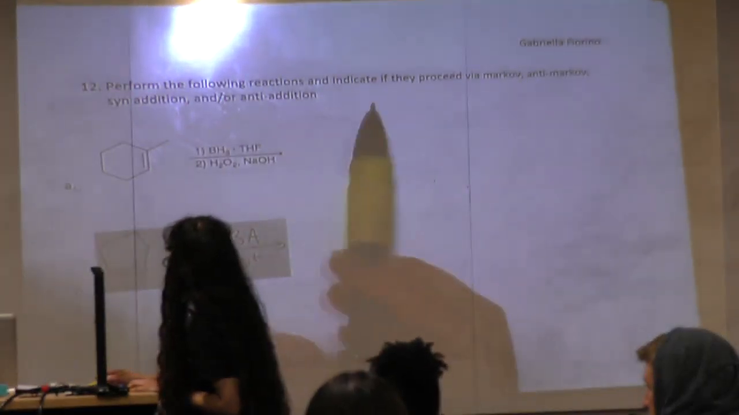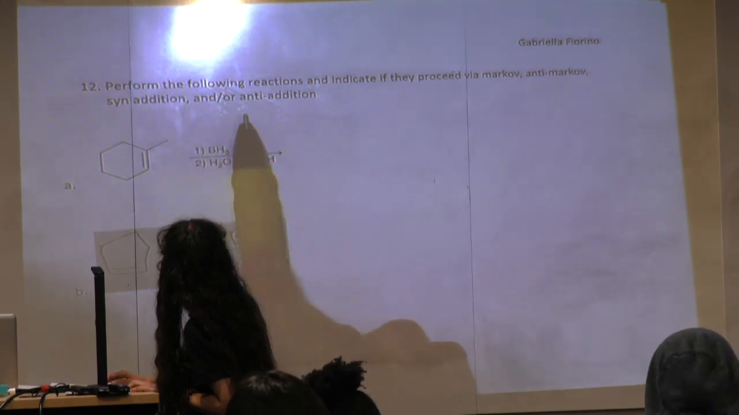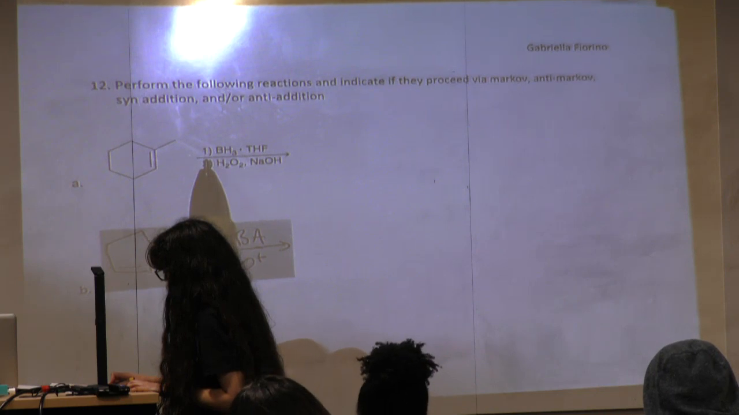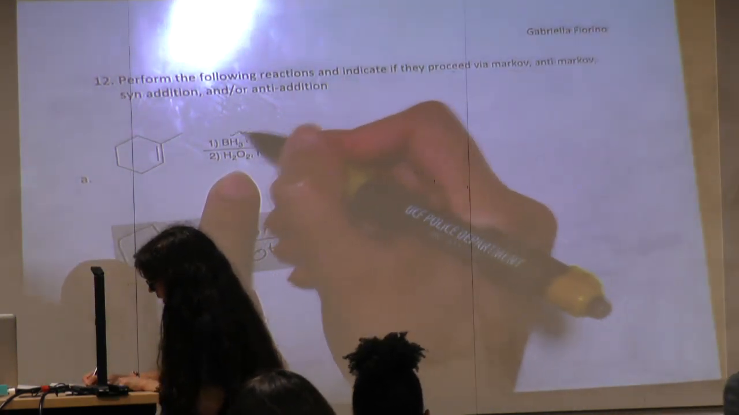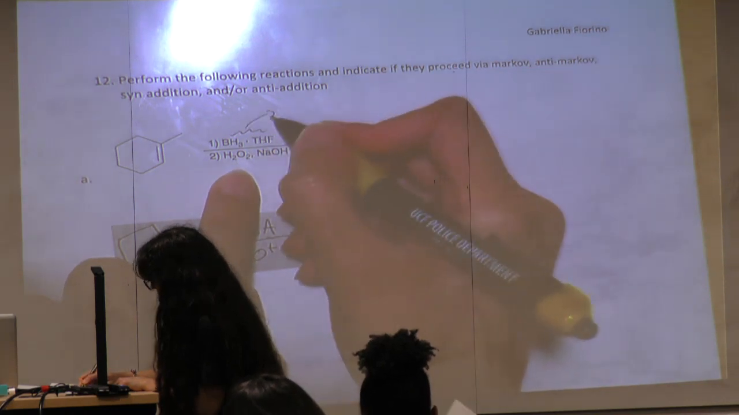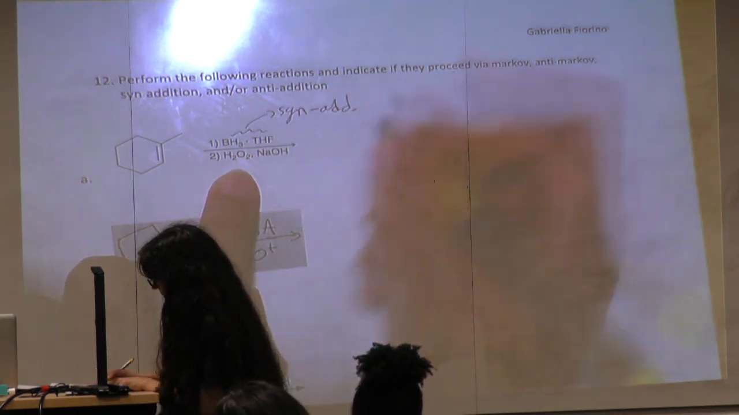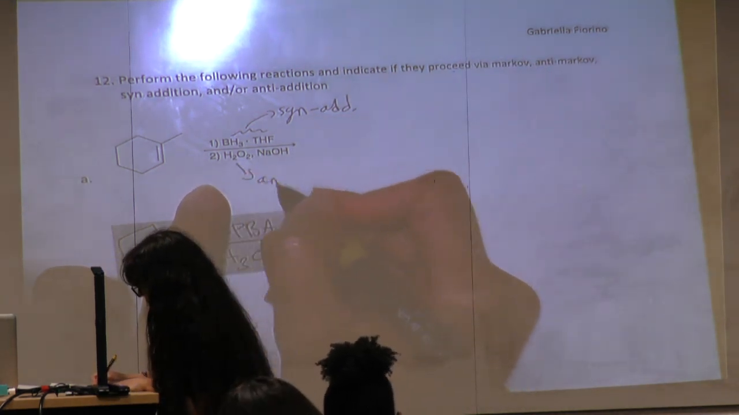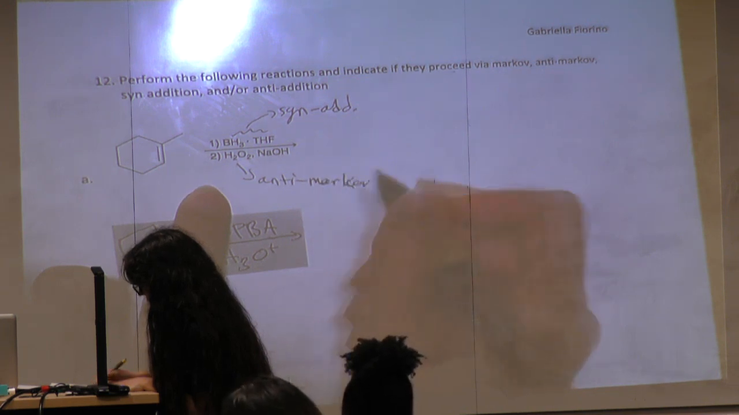Perform the following reactions and indicate if they proceed by Markovnikov, anti-Markovnikov, syn addition, and or anti-addition. So this reagent over here, BH3THF, this is syn addition. And this H2O2 is anti-Markovnikov. I'll just write anti-Markov because I'm lazy.